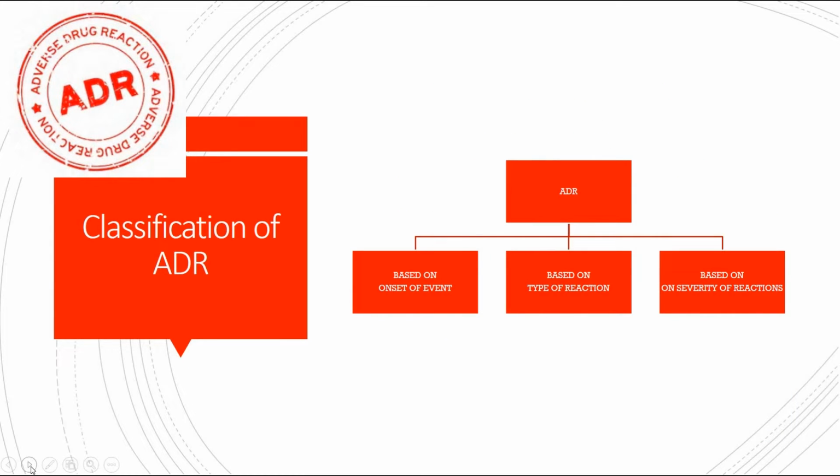Now coming to the next slide, that is the classification of the adverse drug reaction. The adverse drug reaction is basically classified on three basic points: onset of event, type of reaction and severity of reaction. Now if in the examination you are asked to write the classification of ADR, you are supposed to write the type of reaction mainly, and if you remember onset and severity, it is good, but mandatorily you have to write the classification based on the type of reaction of ADR.